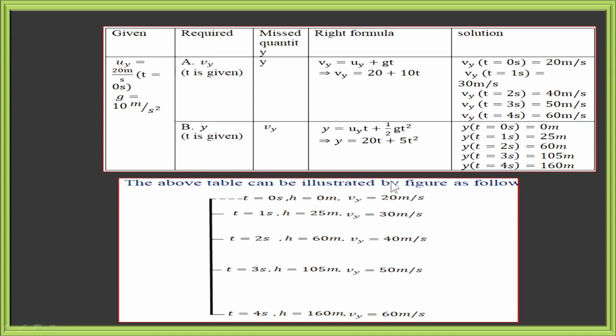The above table can be illustrated by a figure as follows. At t equal to 0 seconds, the initial point h is taken to be 0, and downward h is taken to be positive. h is 0, then 25 after 1 second, 60 after 2 seconds, 105 after 3 seconds, and 160 after 4 seconds. Vy is 20 at 0 seconds, it increases by 10 and becomes 30 after 1 second, 40, 50, and 60 after 4 seconds, respectively.